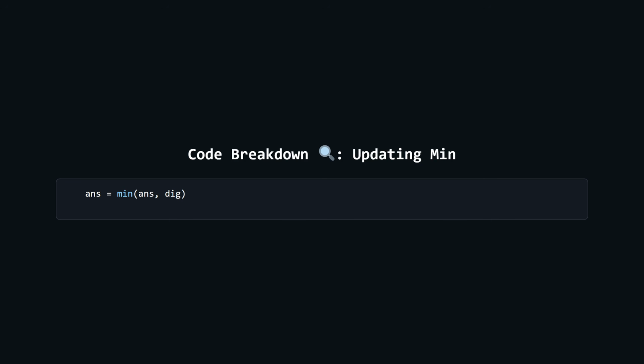Once the while loop finishes and a number is fully summed up, we use the minimum function to keep whichever is smaller, our previous lowest answer, or this newly calculated digit sum. Finally, after checking every number in the list, we return the absolute smallest sum we encountered.